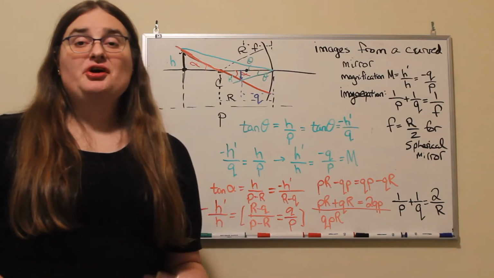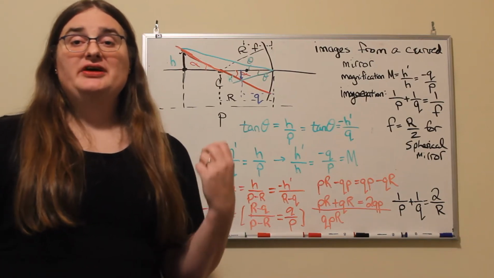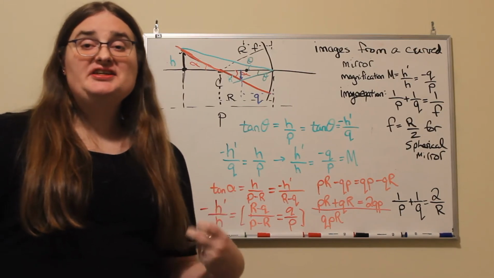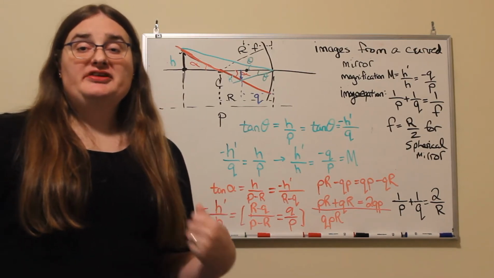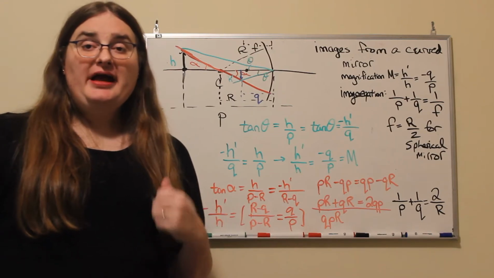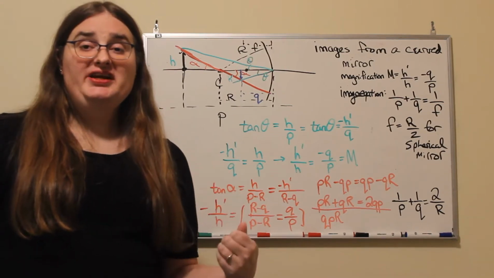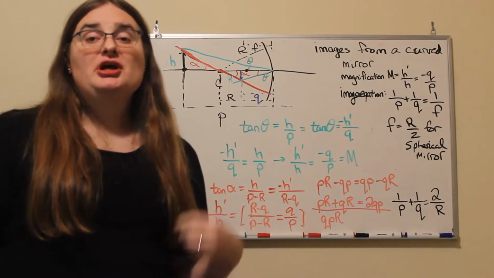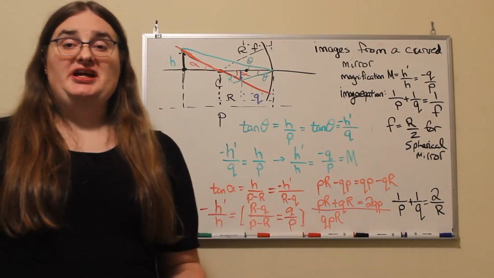Hi, I want to show how we can derive expressions to allow us to calculate the magnification factor of a spherically curved mirror, as well as an equation to determine the location of an image with respect to an object.